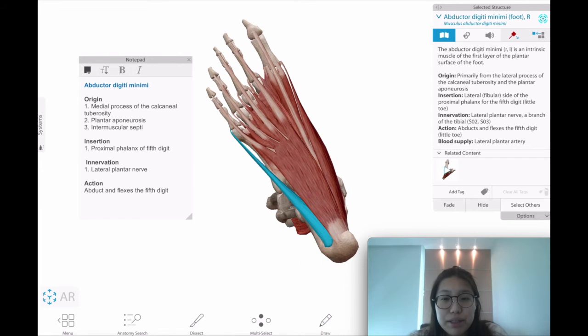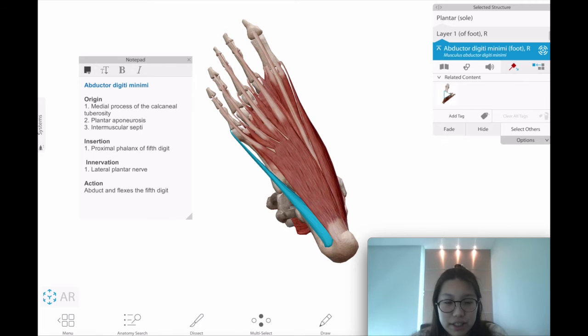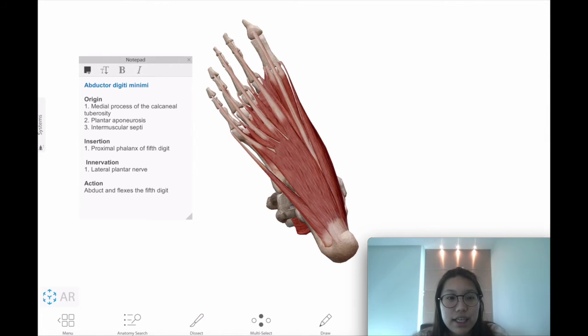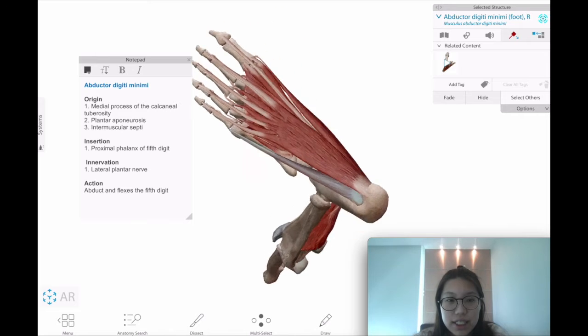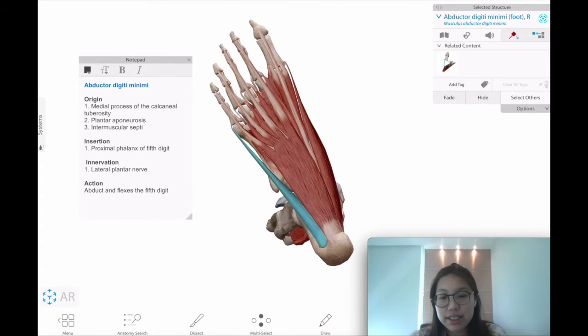So this is the abductor digiti minimi. It originated at the medial process of the calcaneal tuberosity, the plantar aponeurosis, and the intermuscular septa. It inserted at the proximal phalanges of the 5th digit. The innervation is lateral plantar nerve, and the action is to abduct and flex the 5th digit.